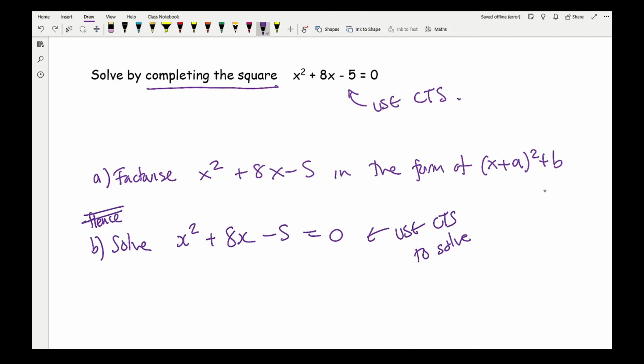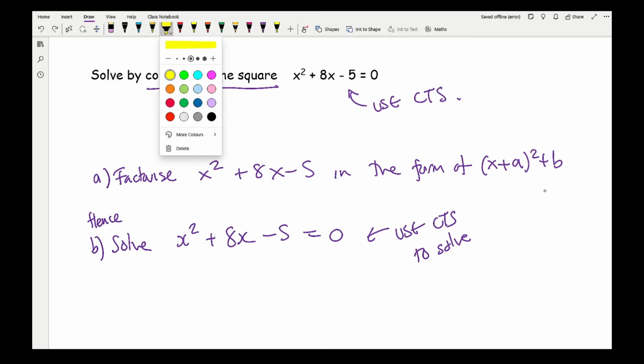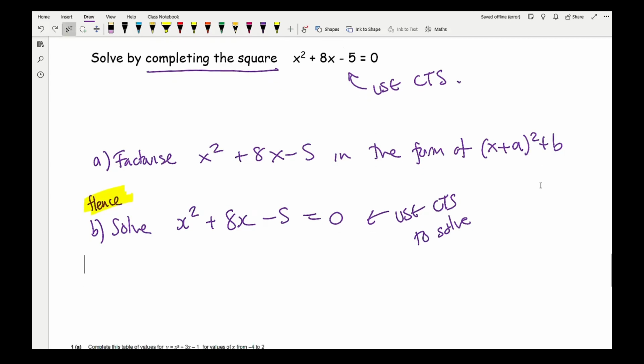particularly if it uses the word hence. Which is where you think, if it says hence or otherwise, then I could use any method of factorizing, but if it does say hence, it means that I do have to use the method of completing the square to solve the quadratic equation. Again, there is another video that explains how to do that.